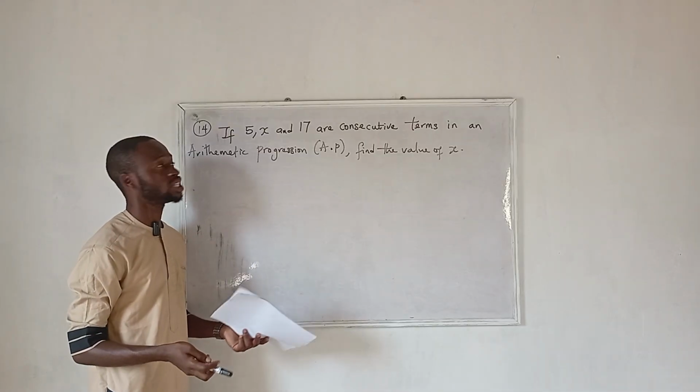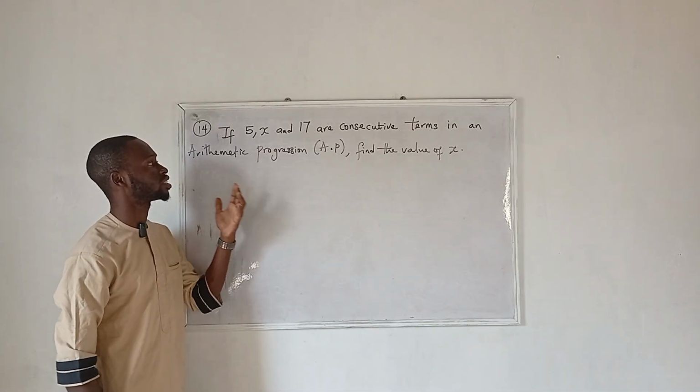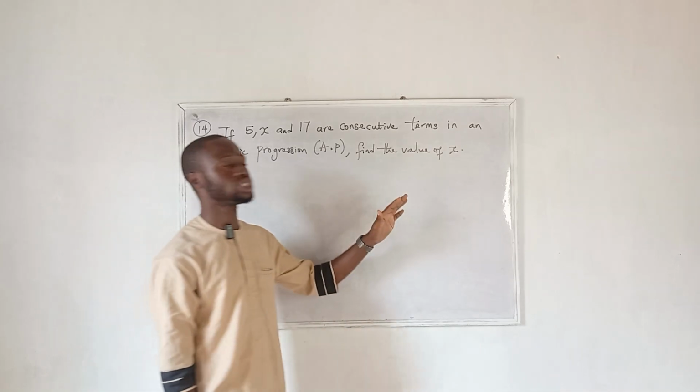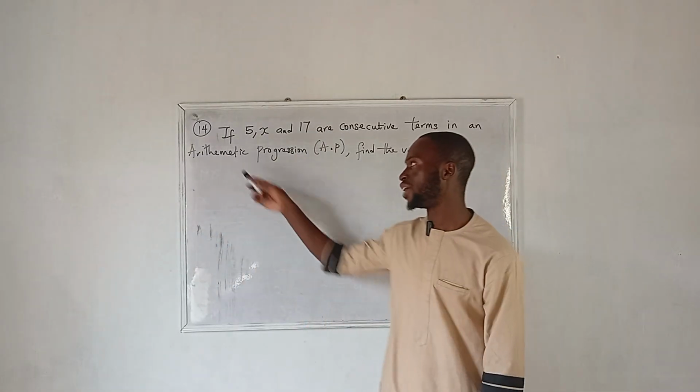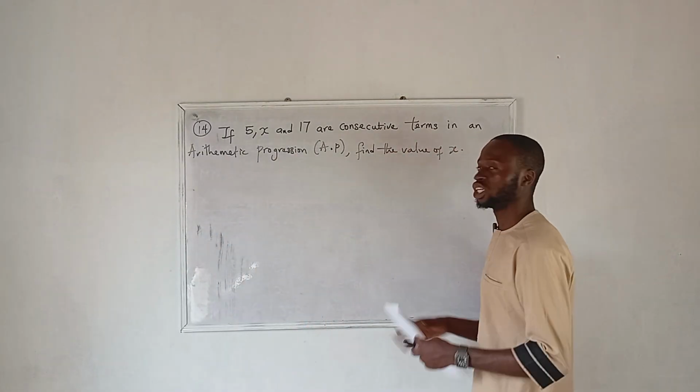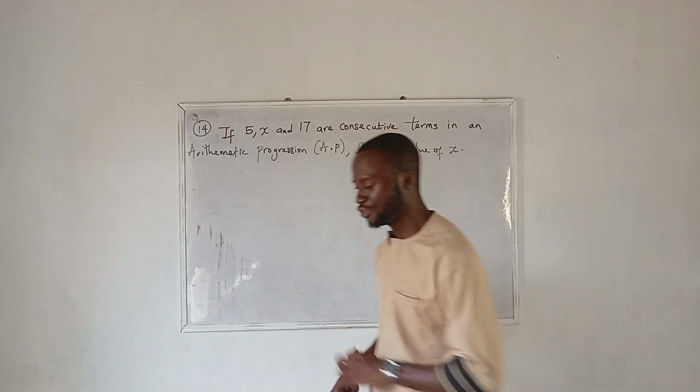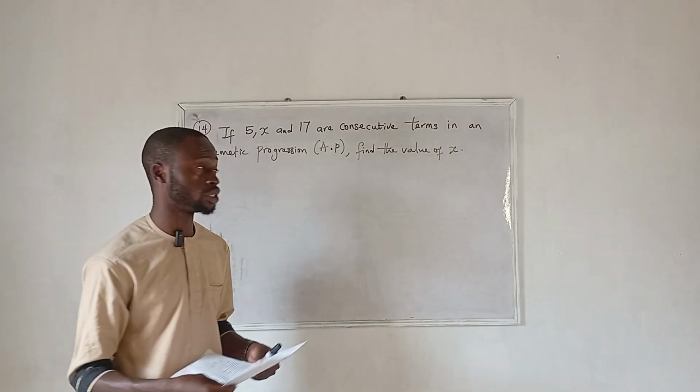Our next question says that if 5x and 17 are consecutive terms in an arithmetic progression, find the value of x. That's our next question. Now, if you look at this, it looks like it's difficult, but it's actually very simple.